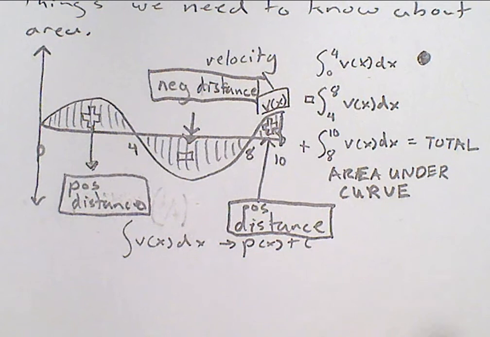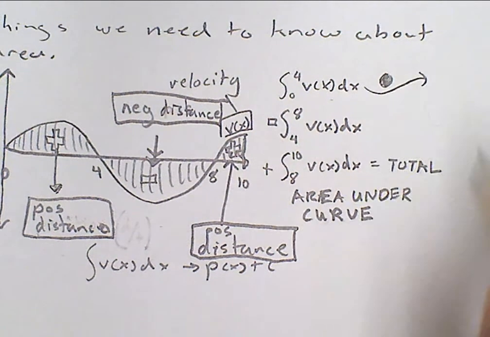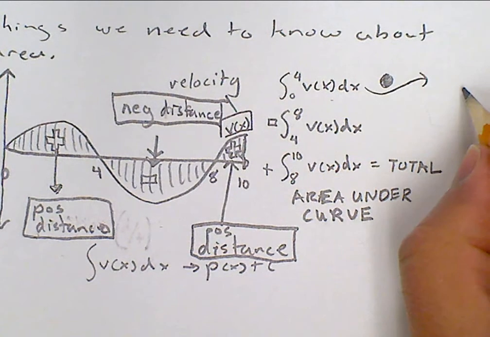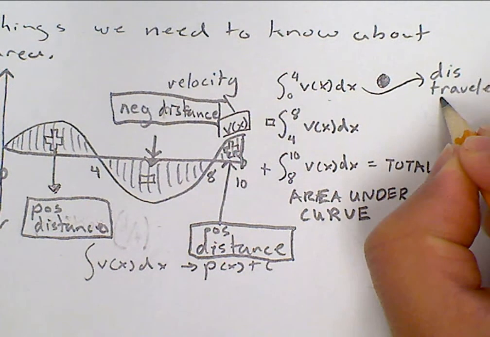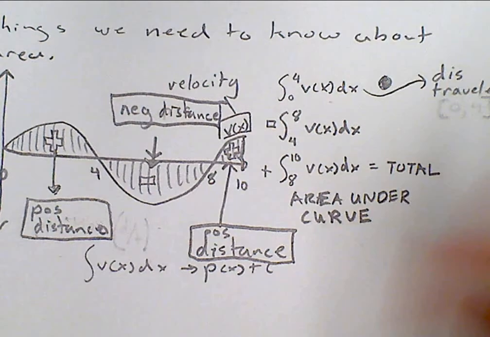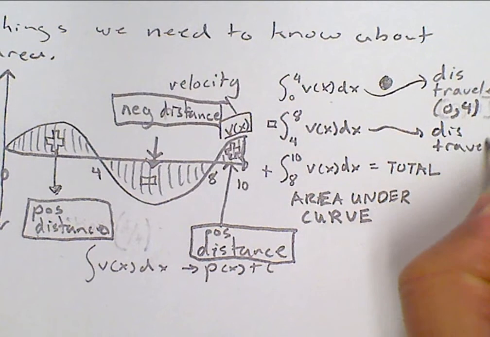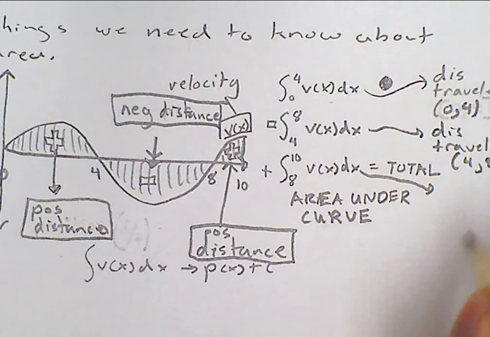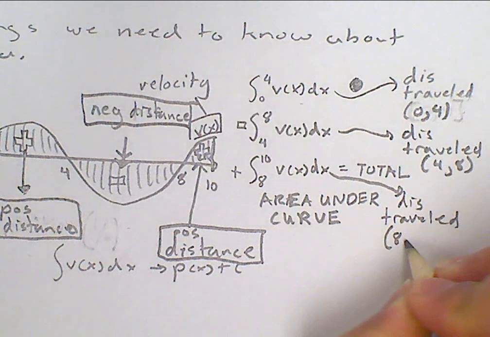I'm going to try to break it down verbally for you off to the side. Let's go even further. Let's verbally state, what is the integral from 0 to 4 of v of x dx? Well, that gives me the area under the curve. But this also gives me the distance traveled from 0 to 4. Actually, it'd be non-inclusive. And this would also be a distance traveled from 4 to 8. And this would be distance traveled from 8 to 10.